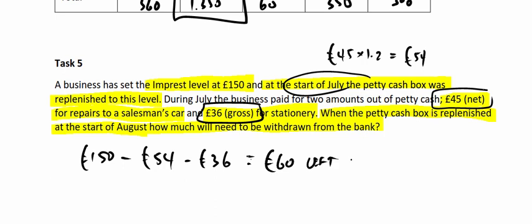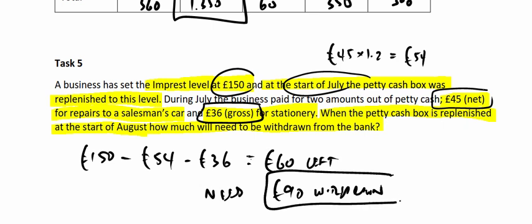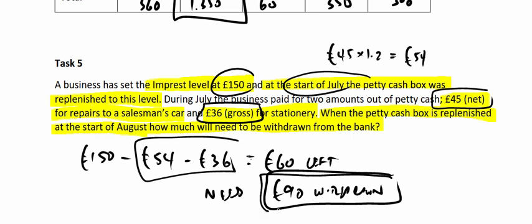So when we need to then top it back up to the 150 imprest level, I think we would need £90 to be withdrawn from the bank, to take us back up to the £150. Or the other way to think about that is we'll need to top it up by the amounts that we spent, by the 2 figures we spent, and if you add up 54 and 36, that's the same £90. So just be careful that you don't answer this question with the 60. Remember, that's how much would be left in the petty cash tin. We therefore need to withdraw 90 from the bank to top it back up to 150.